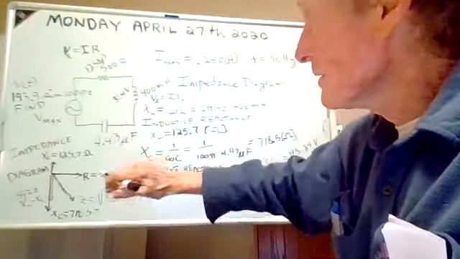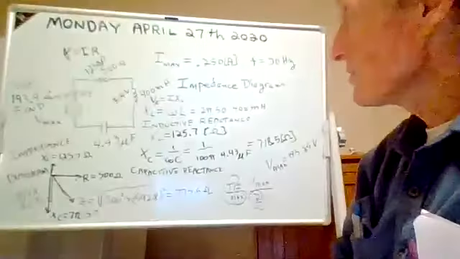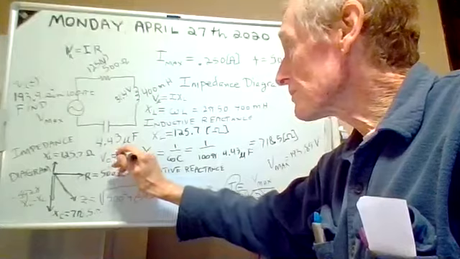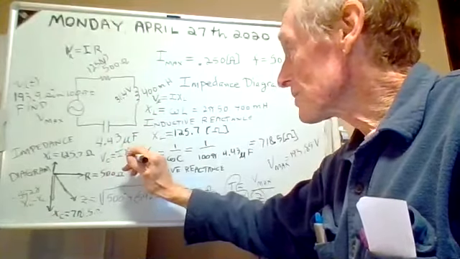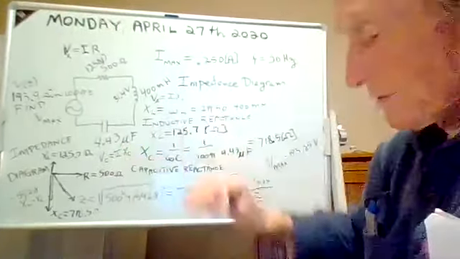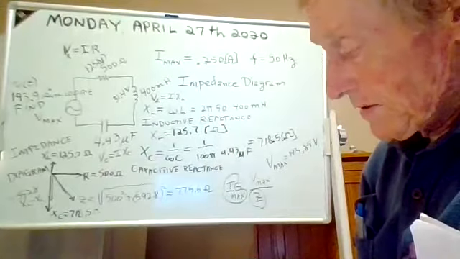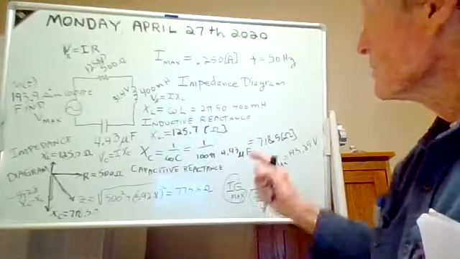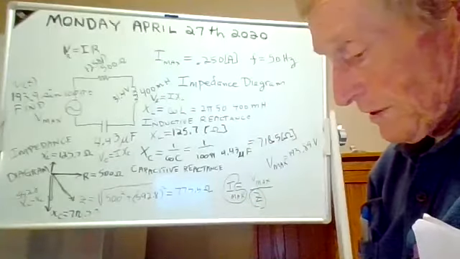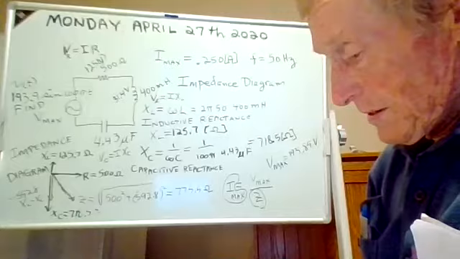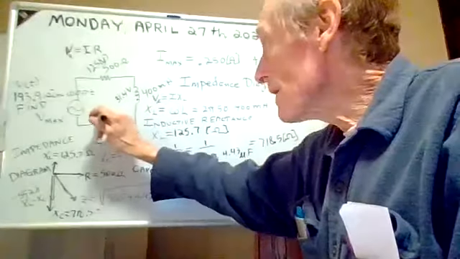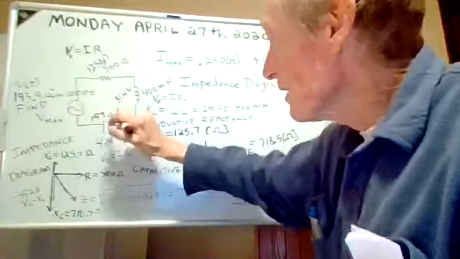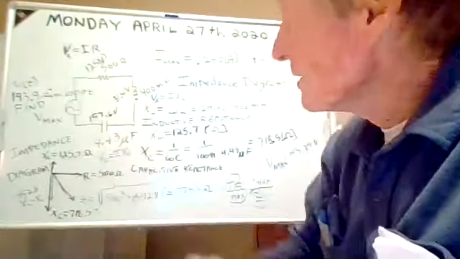Now, if you want the voltage on the capacitor, it's equal to the current times XC. Well, we know the current is 0.25. And XC is, is that the 718? 718. I'm getting 197.6 volts.